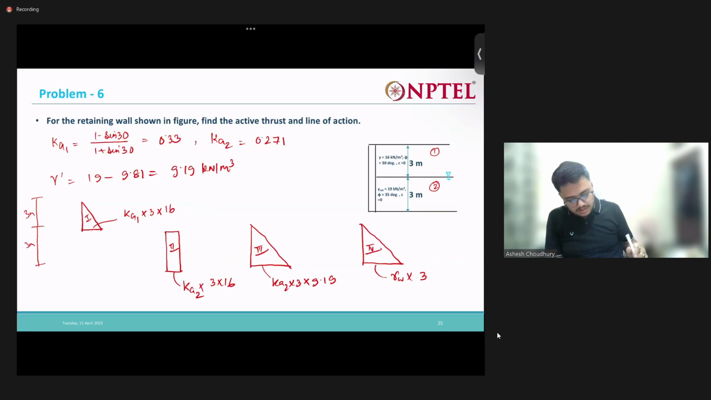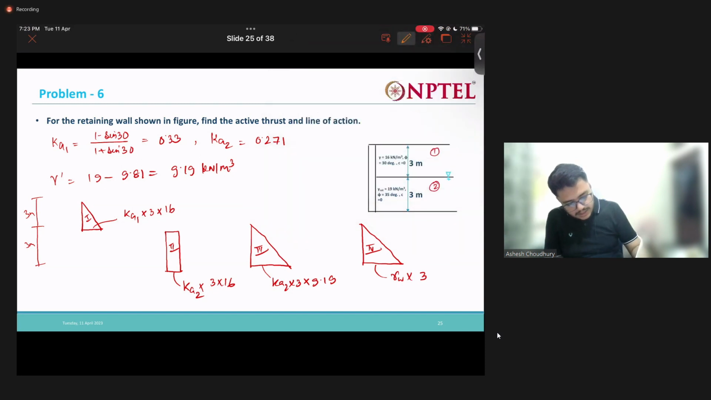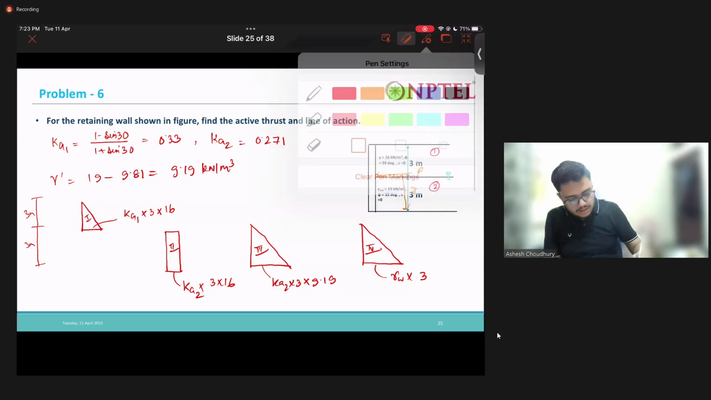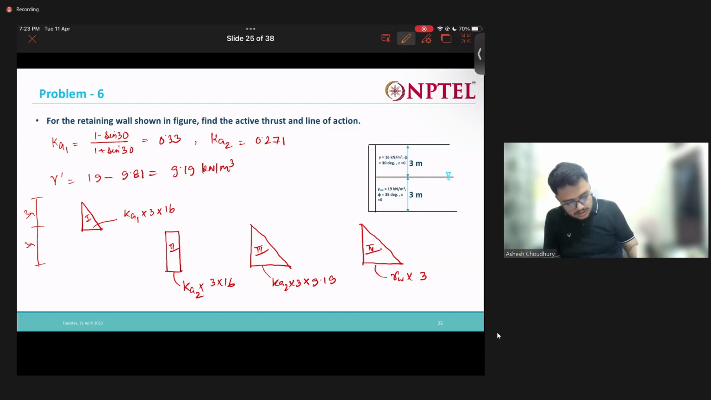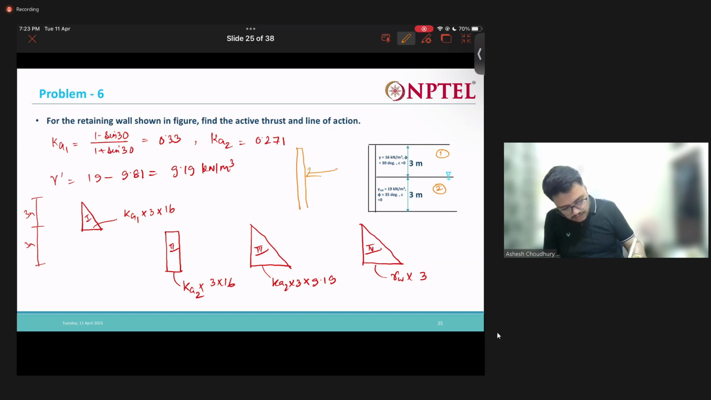Okay, so my P is acting somewhere. This P is actually acting somewhere at a height, say Y. I won't write it here. This is 1, this is 2. So P is actually acting somewhere. So let us solve. So let us find out P1.